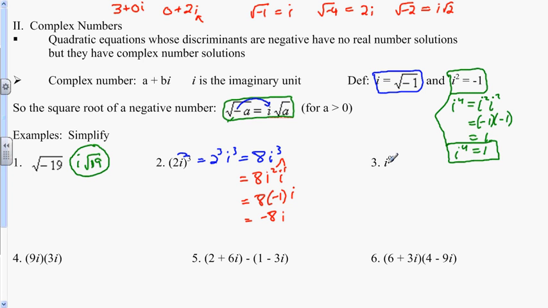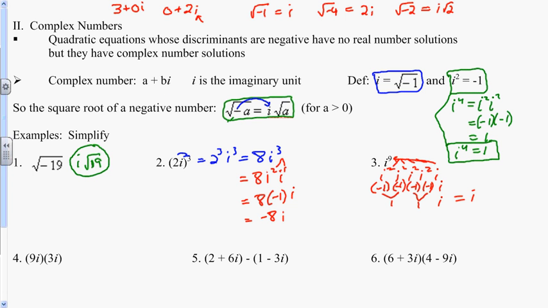Let's take a look at number 3, i to the 9th. We could look at this as i squared, i squared, i squared, i squared, i. That's 2, 4, 6, 8, and one more is 9. Each one of those i squareds is equal to -1. So it's like saying -1 times -1 times -1 times -1 times i. That's equal to 1, so the answer is just i.